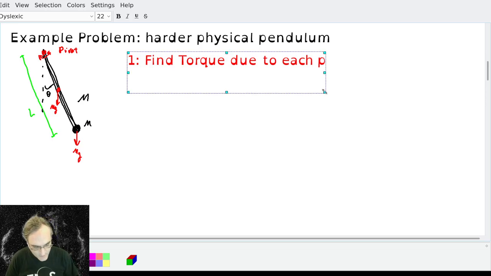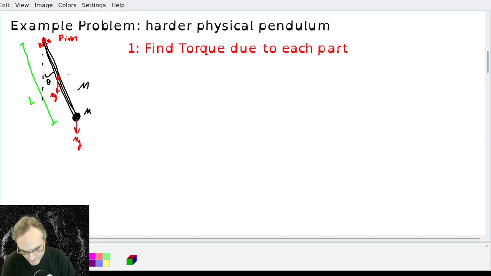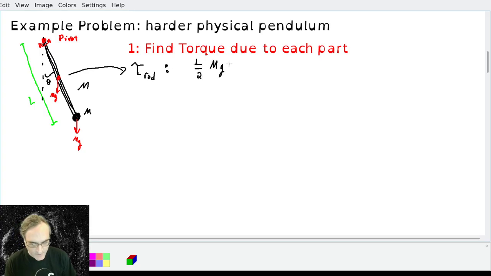We want to find the torque due to each part. Well, let's see. We've got this first part, the rod. Oops, I want to write it as a tau. So the torque of the rod, it's acting at a distance L over 2 away. It has a gravitational force of mg. We want the component that would be perpendicular, so we need a sine of theta component, and it will oppose whatever theta is in. If theta is positive, then it will be in the negative direction.